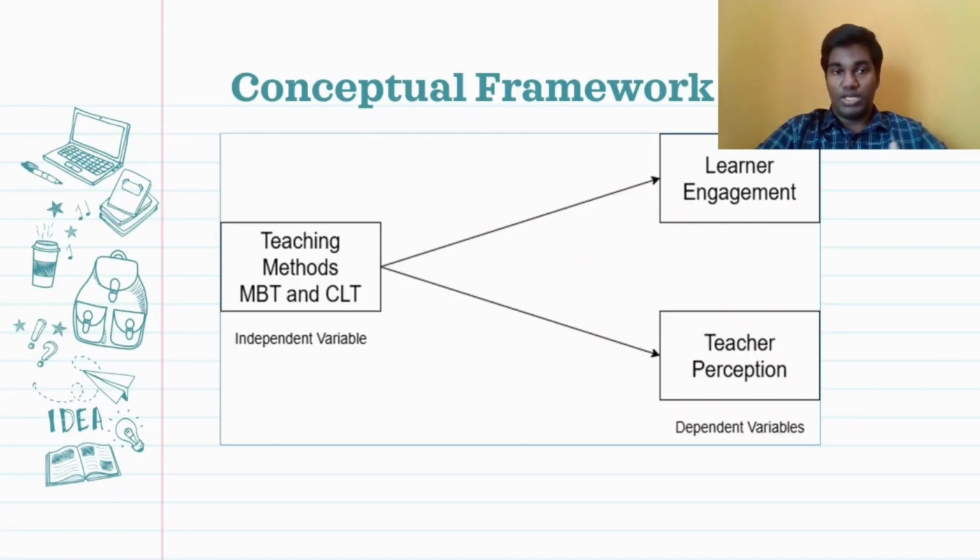So moving on, as you can see, this is my conceptual framework. The independent variable is the teaching methods, so MBT versus CLT. And the dependent variables are the learner engagement and teacher perception.